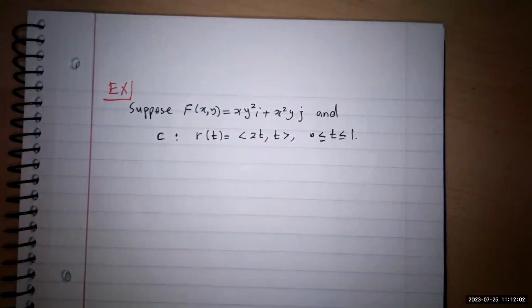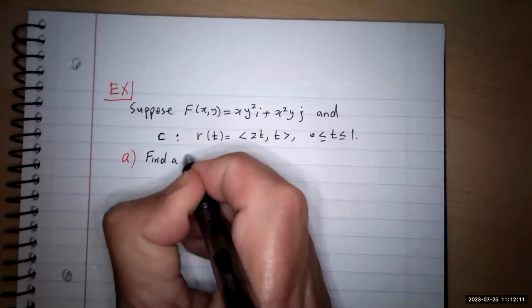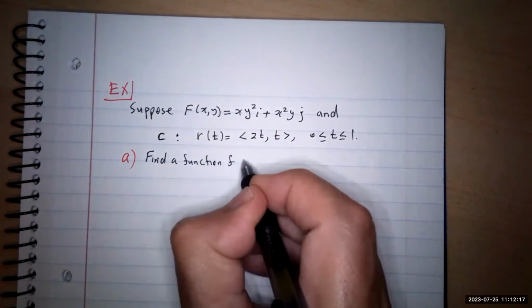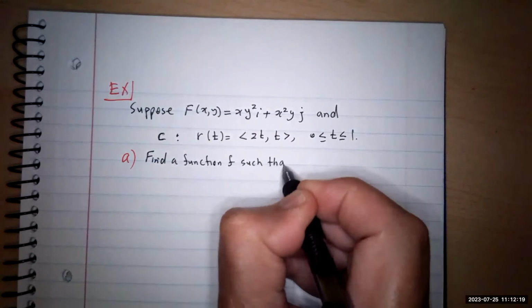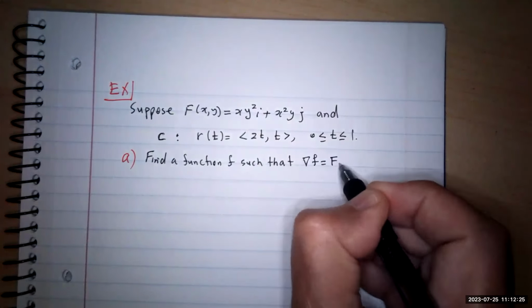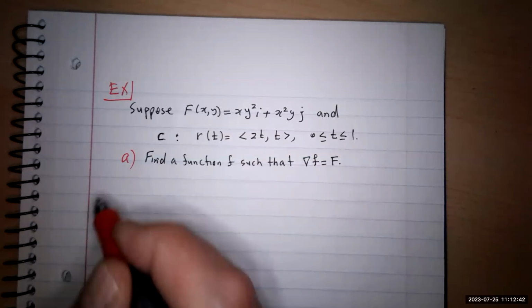So they divide it in two parts. In part one, they ask you to find a function f such that the gradient of f is equal to the vector field. So this means f is conservative already. You don't have to check it, but you have to find the potential function. That's the first part, and in the second part, they usually ask for the integral.